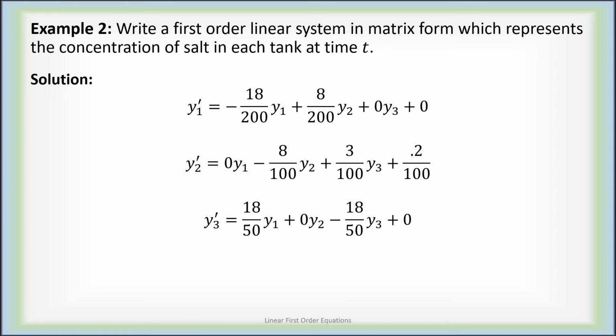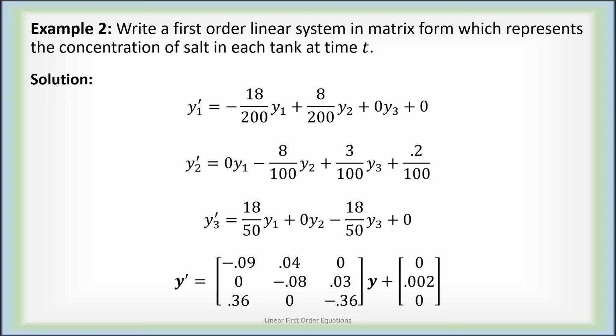Now here were our three equations. We can represent it in matrix form like this. Notice on the left we have a column of derivatives, that's y prime. Then we have negative 18 over 200 y1, 8 over 200 y2, 0 y3. That simplifies to negative 0.09, 0.04, 0. Then 0, minus 8 over 100, 3 over 100, so 0, minus 0.08, 0.03. This is just what's multiplying each of the yi's. Then 18 over 50, 0, minus 18 over 50, so 0.36, 0, minus 0.36. What forcing functions are being added on? 0, 0.002, and 0. So we have a matrix form for our mixing tank problem.